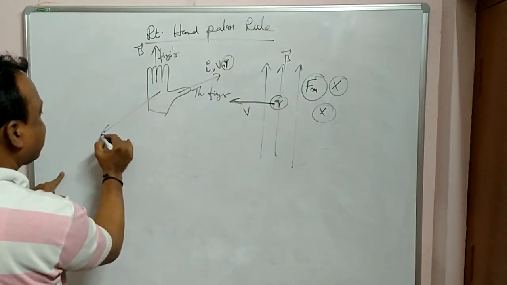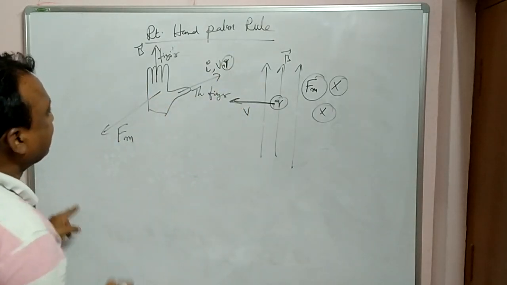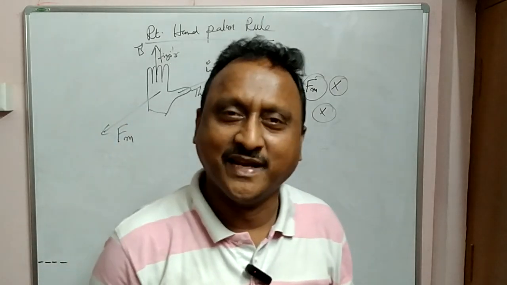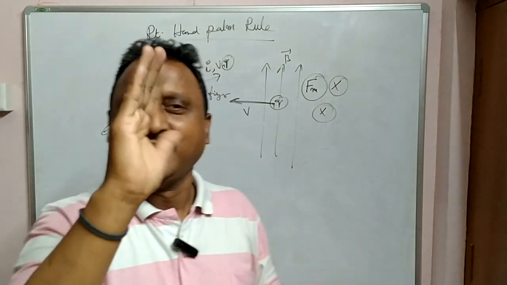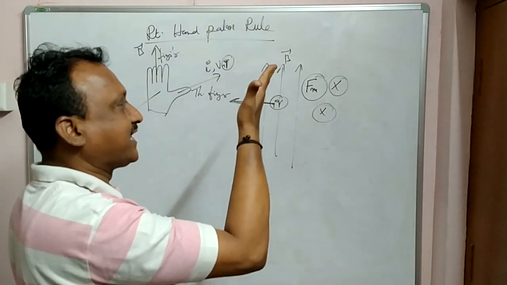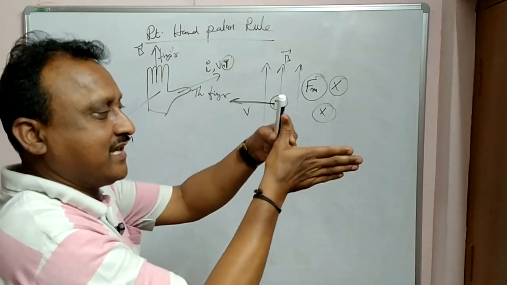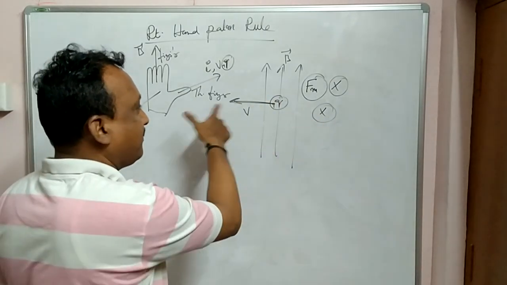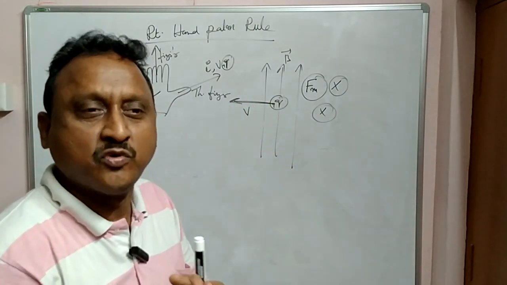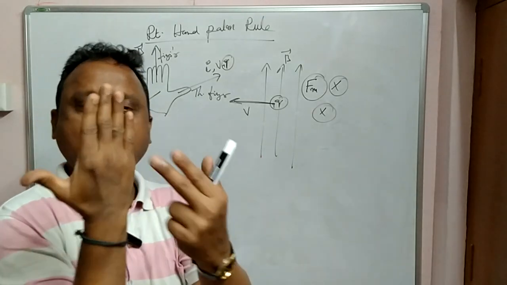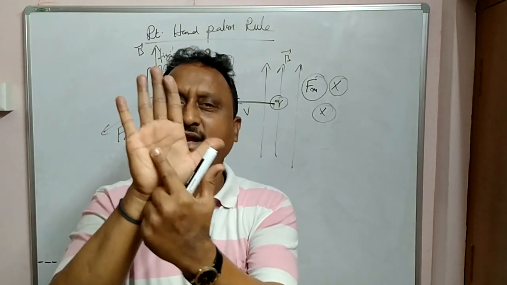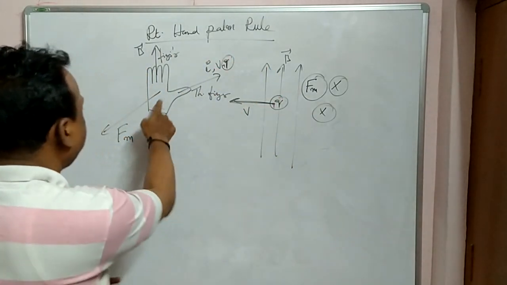And palm indicates the magnetic force direction. This is the right hand palm rule. In the right hand palm rule, these fingers indicate the direction of the magnetic field, in whichever direction. Thumb indicates the direction of the positive charge motion. And palm indicates, not this one, this one. Palm indicates the direction of force, magnetic force.